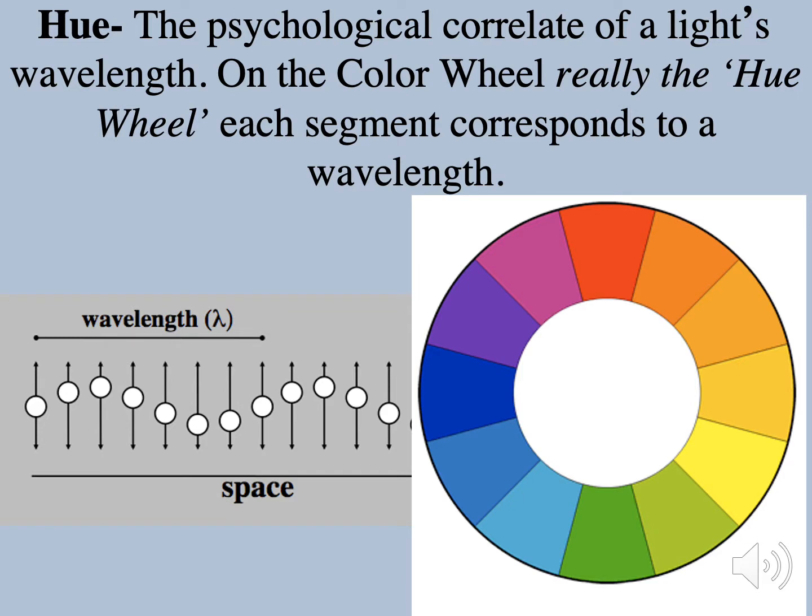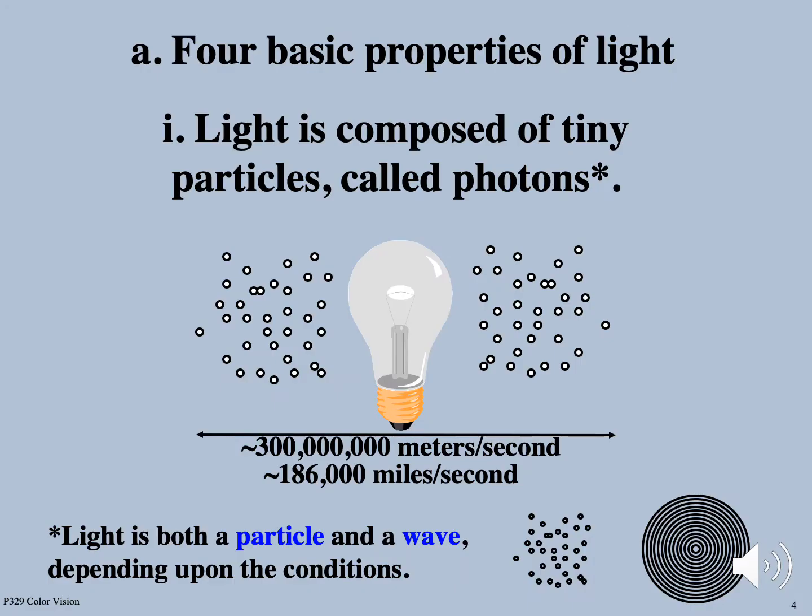So hue is the psychological correlate of a light's wavelength. And the color wheel, you could really think of it as a hue wheel. Each segment corresponds to a wavelength. So in other words, you have light vibrating at different wavelengths, and the way our eyes and brain encode that are the different colors of the color wheel. So how does that work?